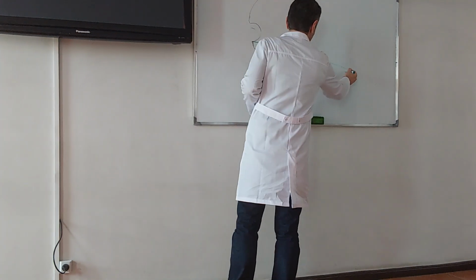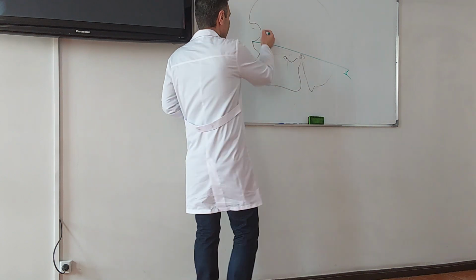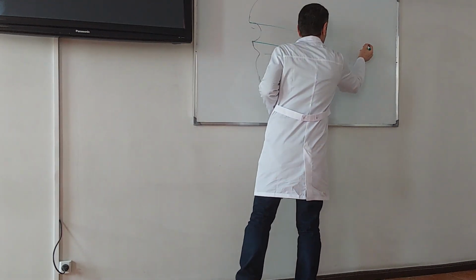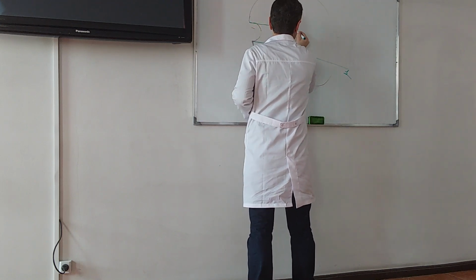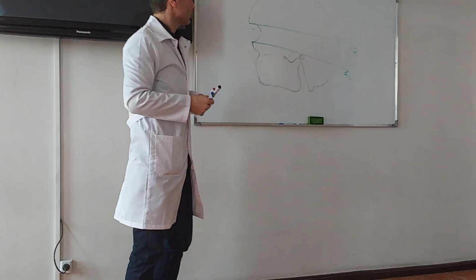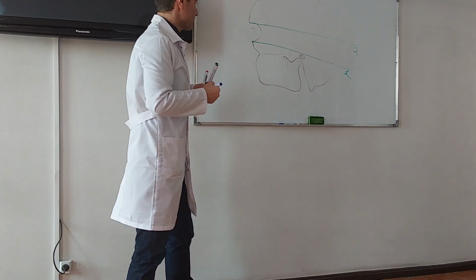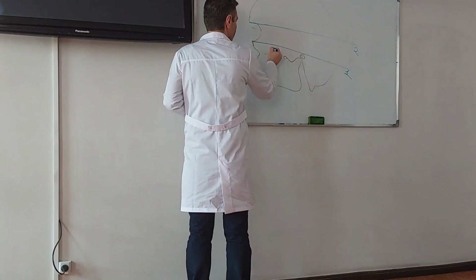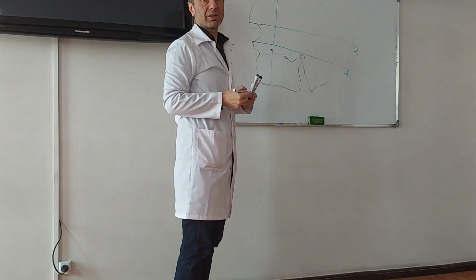This is line number 1, the inferior horizontal or auriculo-orbital line. The second line we call the supraorbital line. It is parallel to the previous one, but from the supraorbital margin. Something like this, line number 2. Now we come to the vertical lines. The first vertical line is from the midpoint of the zygomatic arch, perpendicular to your parallel lines.